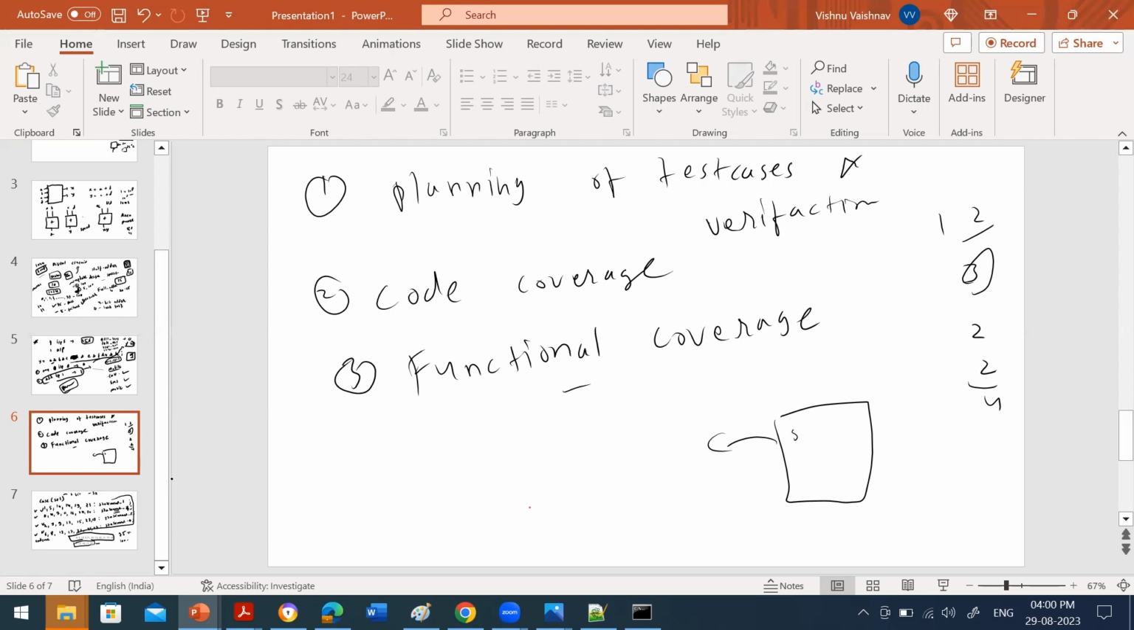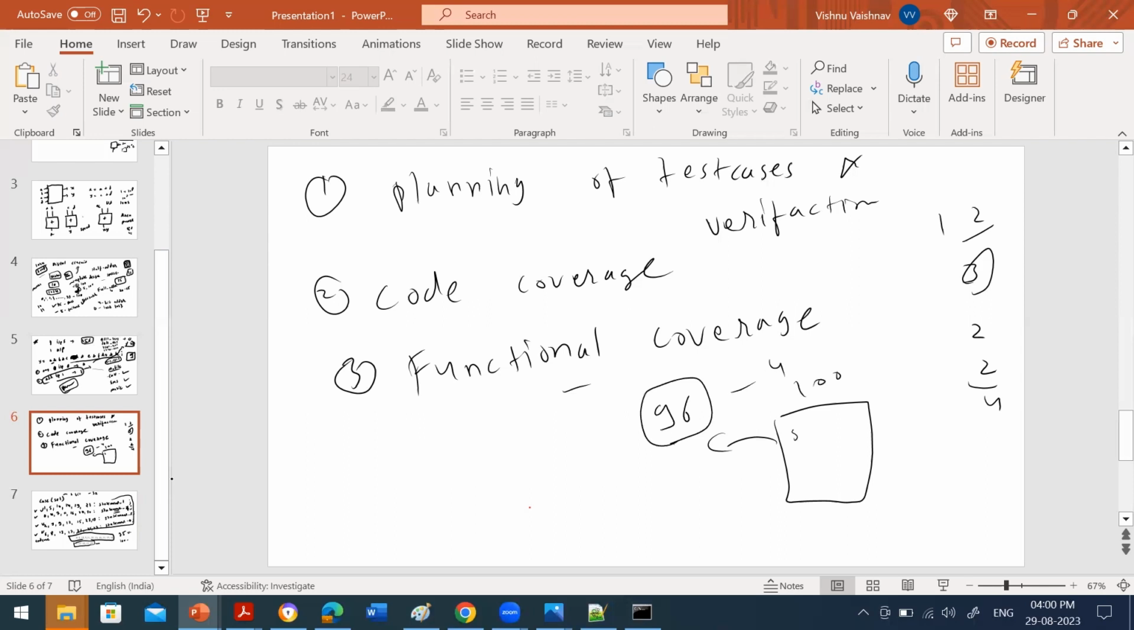written in the specification? Let's say there were 100 features, and the designer has implemented only 96 features, or has missed out. Now, what is the proof that each and every functionality and feature is implemented? It may happen that you have only implemented 96 and you have missed out 4.